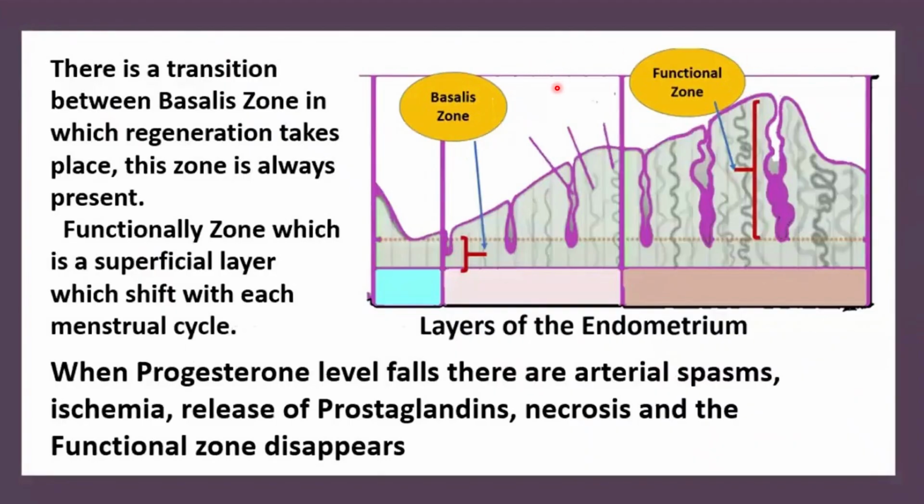Okay, so we spoke about the follicular phase and then the luteal phase. As we can see in this diagram, on the left we have the basal zone and then the functional zone. There's a transition between the basal zone and the functional zone, and regeneration is always going to take place in this zone. Now, when looking at the functional zone, when progesterone levels fall, there are going to be arterial spasms. There's going to be ischemia, and then the release of prostaglandins, which is going to cause necrosis. And so the functional zone will disappear, and we restart the cycle with menstruation.